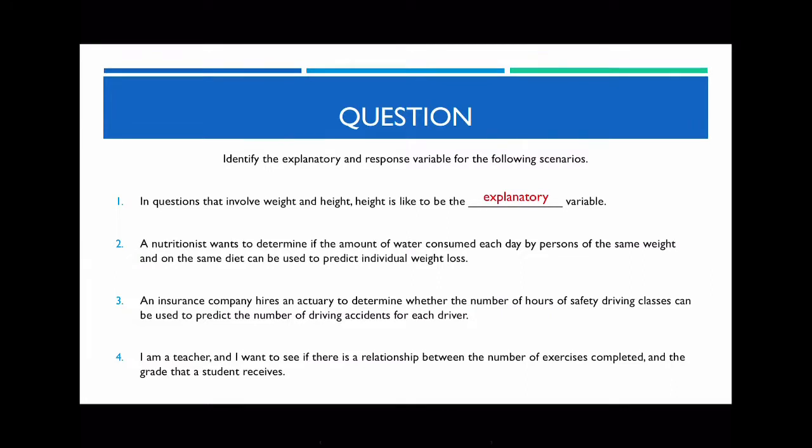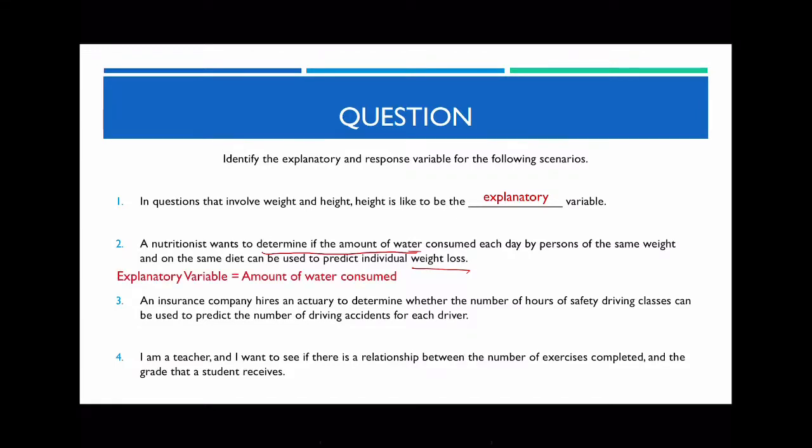Part 2, a nutritionist wants to determine if the amount of water consumed each day by persons of the same weight and on the same diet can be used to predict individual weight loss. So these are essentially two variables, the amount of water consumed and weight loss. In this case, your explanatory variable is the amount of water, because this will explain why you've lost weight.